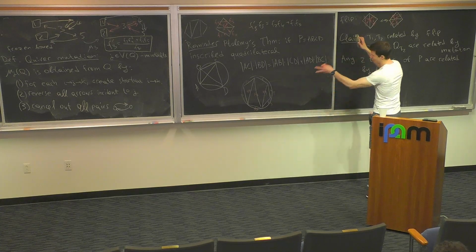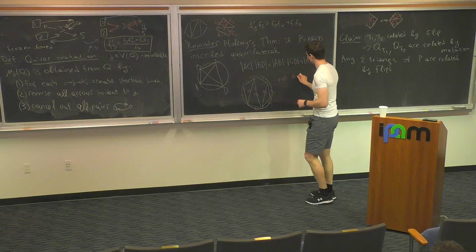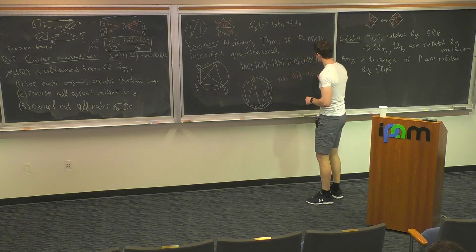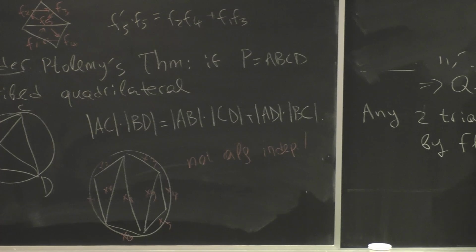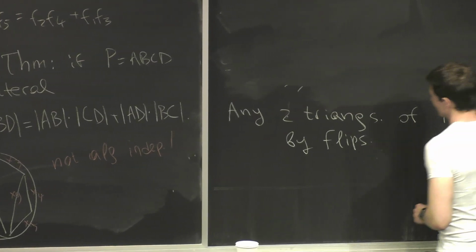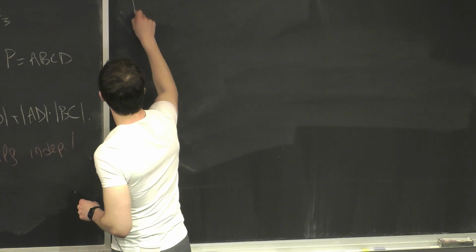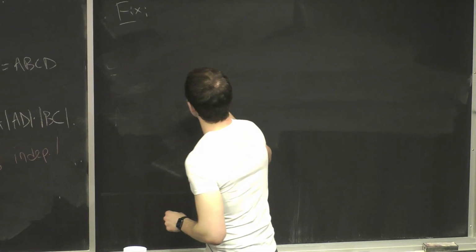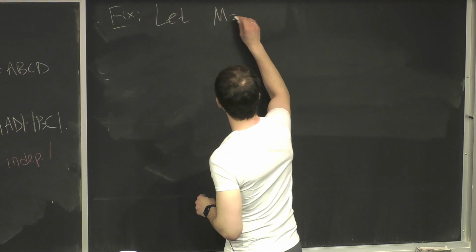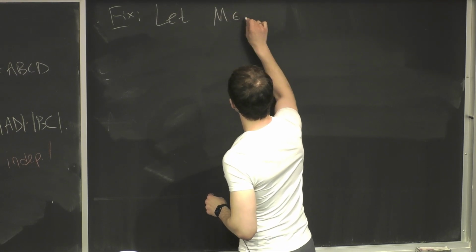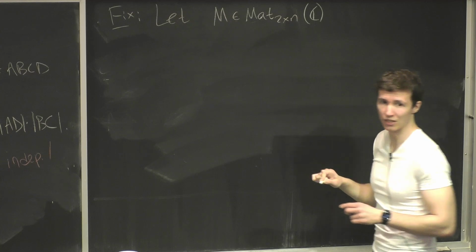So yeah, there's a way to fix the fact that these are not algebraically independent. So let me try to attempt to fix this. So fix, let's say, M is a 2 by n matrix, with, let's say, complex or real entries.